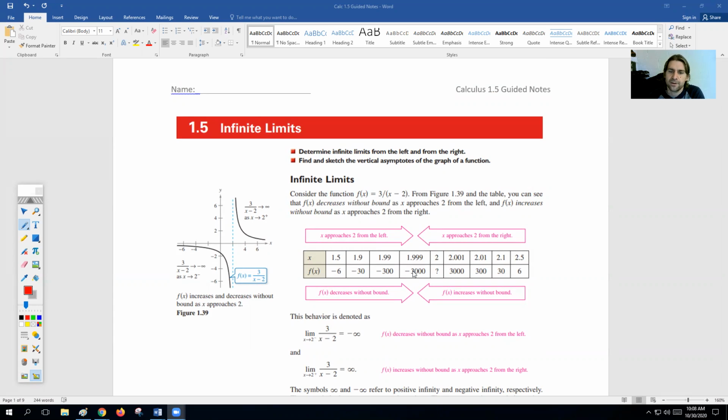A lot of times before, when we had a graph that approached a region without bounds, meaning the graph went up forever or went down forever, all we did was say that the limit does not exist. What we're going to do is be a little bit more specific about that.